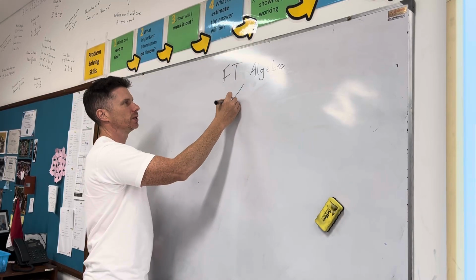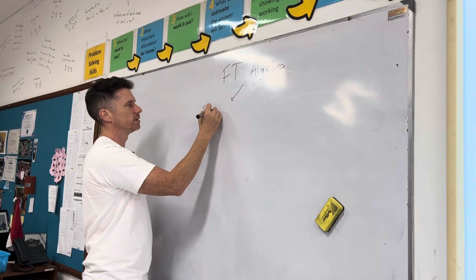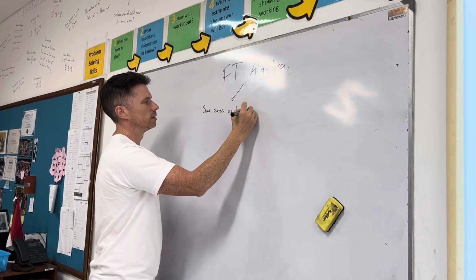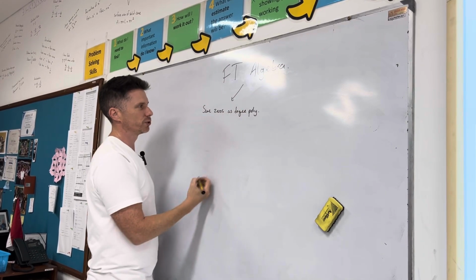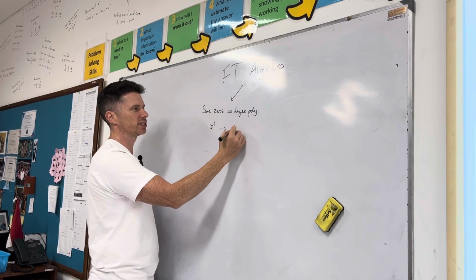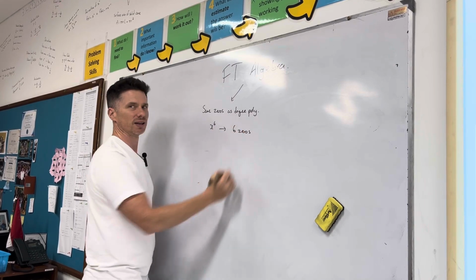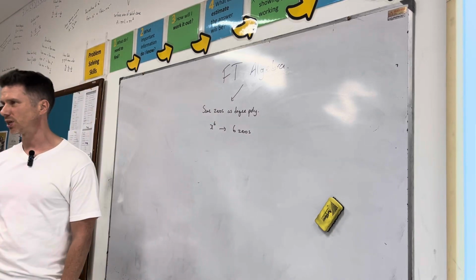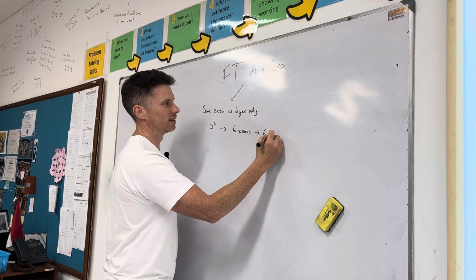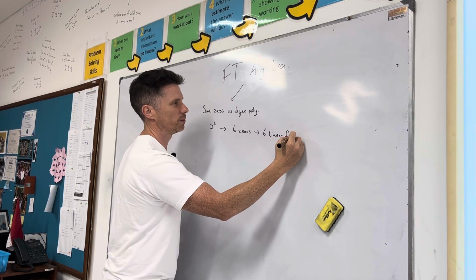If my polynomial has the same number of zeros as its degree, that means that if I have an x to the power of 6 polynomial, there are 6 zeros. And those 6 zeros will form 6 linear factors. What do I mean by a linear factor?